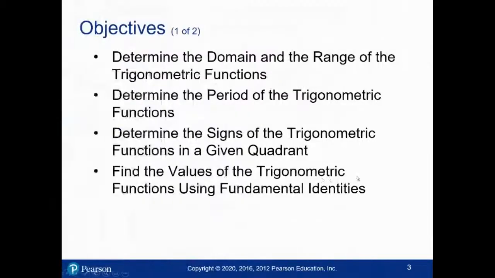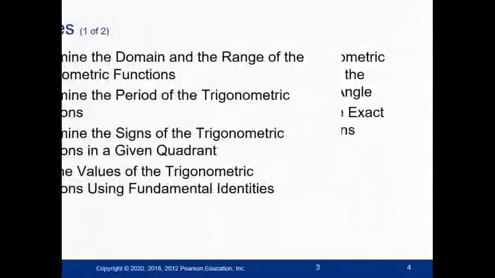Section 6.3, we're just going to keep studying these trigonometric functions, sine, cosine, tangent, cosecant, cotangent, secant, and their various properties. So specifically, we want to learn about domain and range. They have a property called a period, which we will investigate. In different quadrants, the functions have different signs, meaning positive versus negative. And we can find the value of trigonometric functions using some fundamental identities that we'll introduce.